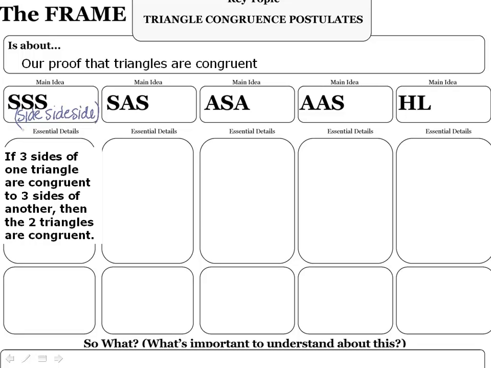And this is a video you're probably going to have to pause quite a bit to write these down. I'm not going to give you enough time as I go through this. So side, side, side. If 3 sides of one are congruent to 3 sides of another, the triangles are congruent. I'm going to draw 2 pictures here. I'm going to say these 2 are the same, and these are the same, and these 2 sides are the same. And since I know all 3 sides are the same, my triangles are indeed congruent.